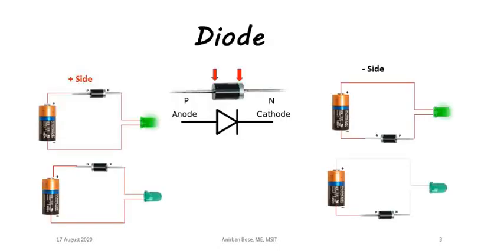So let us start with a very important electronic component, which is called a diode. Physically, a diode looks like this, as you can see here. One end is a silvery color and the other end is black. The silvery color end is called the cathode.